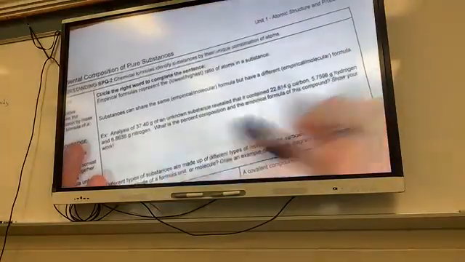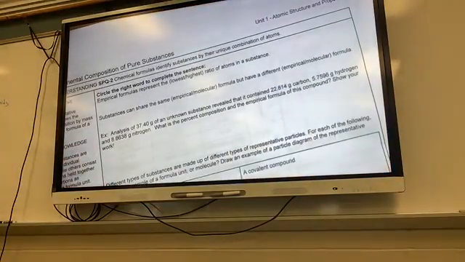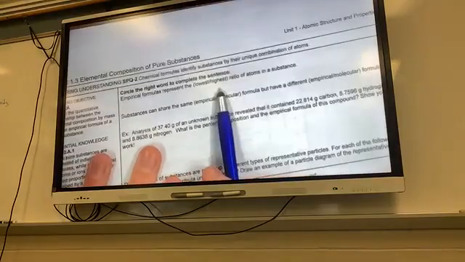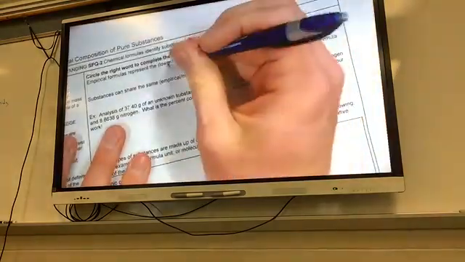All right. Circle the word to complete the sentence. Remember empirical and molecular formulas. Okay. Empirical formulas represent the lowest or highest ratio of atoms in a substance. Lowest.